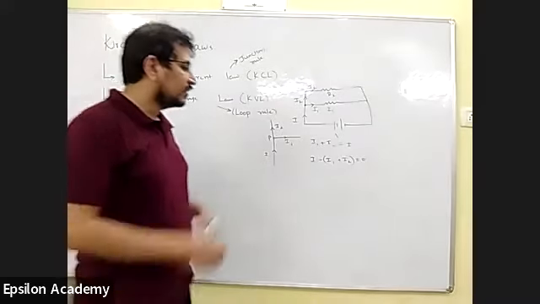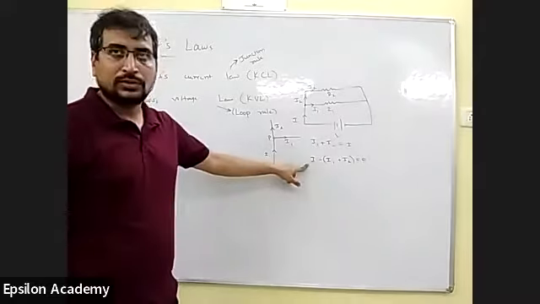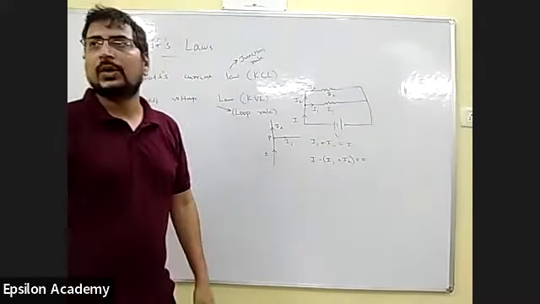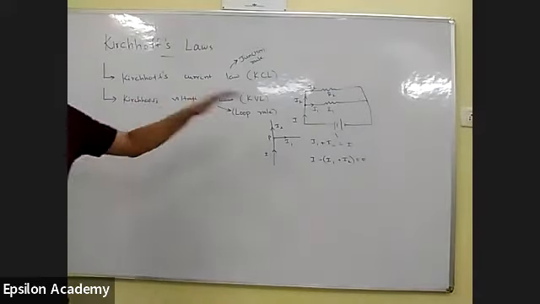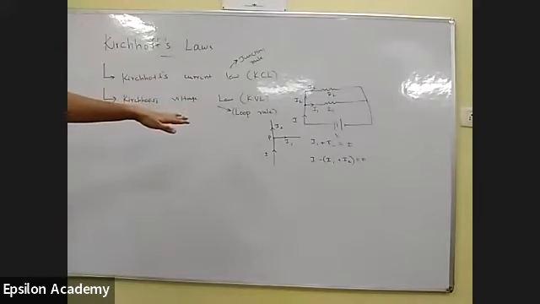So in this algebraic sum, what sign notation are you following? Current entering the junction, you take it as positive. Currents leaving the junction, you take it as negative. And then you equate it. See, there is already a known fact, but you need to understand how this law works. Are you guys able to understand? Is it clear? Shall I proceed?